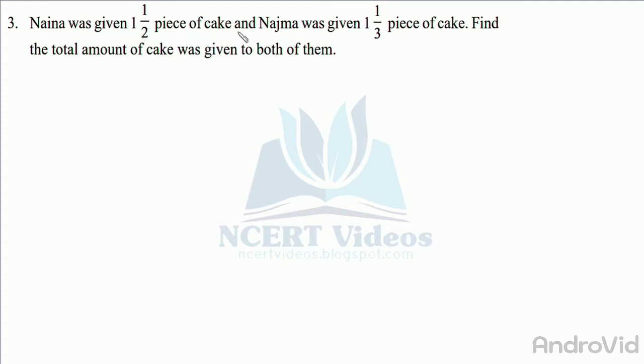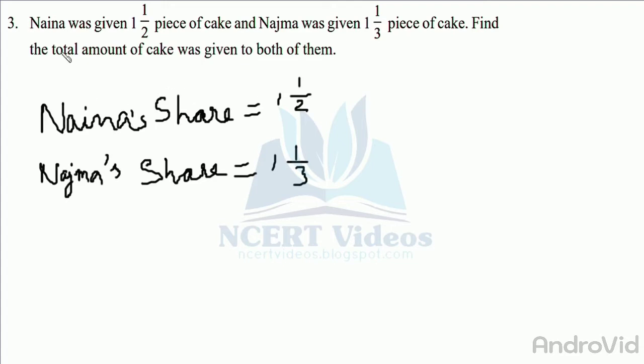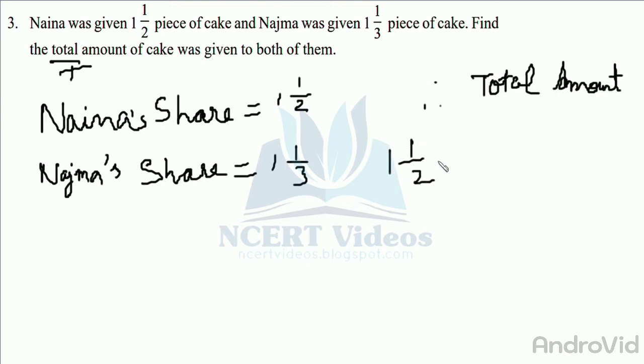Question third. Naina was given 1.5 piece of cake and Najma was given 1/3 piece of cake. Find total amount of the cake given to both of them. Their individual shares have been written down, 1.5 and 1 and 1/3. Therefore total would be simply addition. That is adding both the shares. We are writing both the shares again.